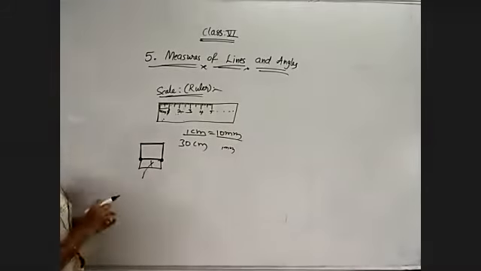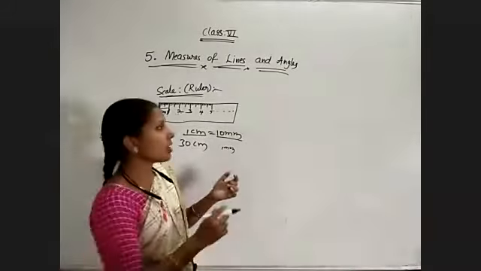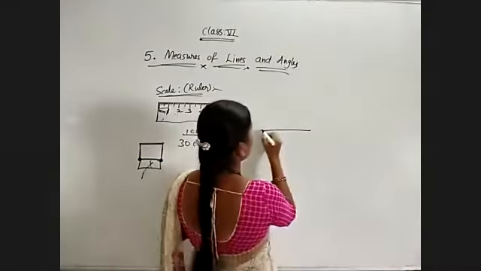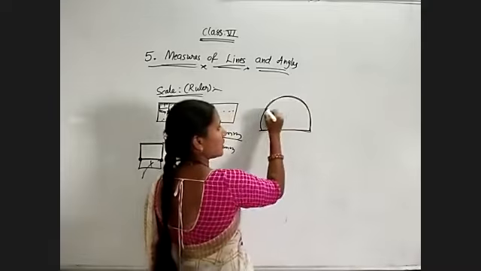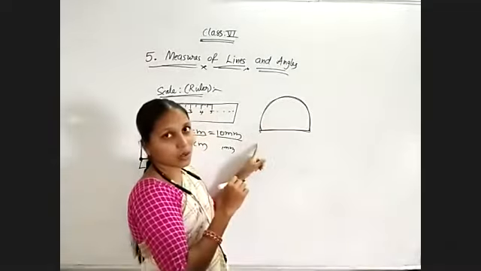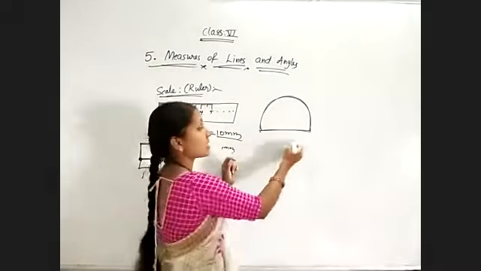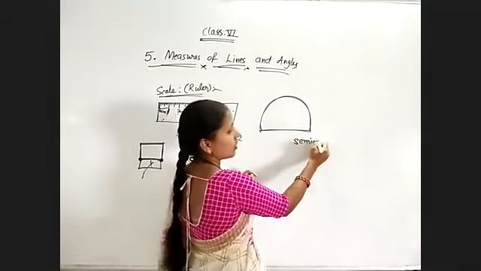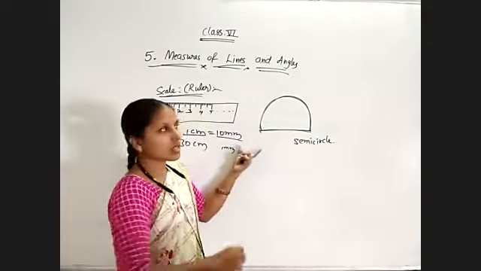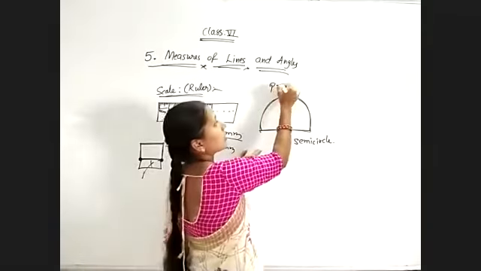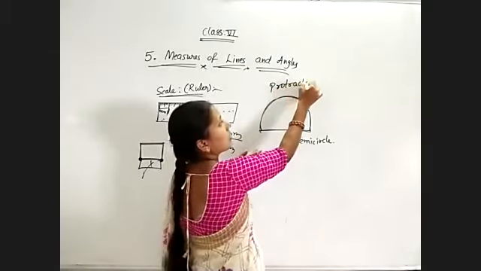Okay. And after that, in your geometry box, you will get one more geometrical figure like this. What will we call this shape? Half of the circle only. No, half of a circle is termed a semicircle. Yes or no? So the geometrical instrument which has a semicircle shape is called a protractor. Protractor.